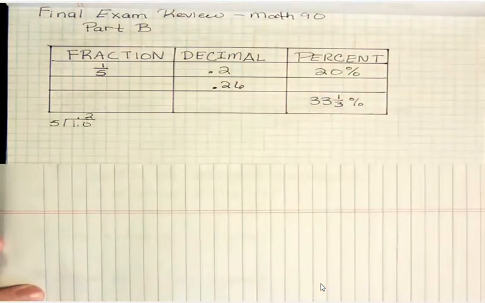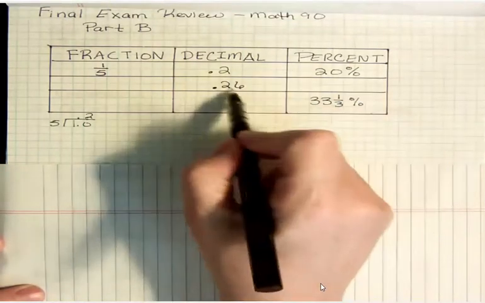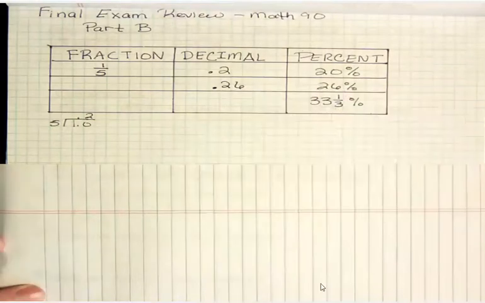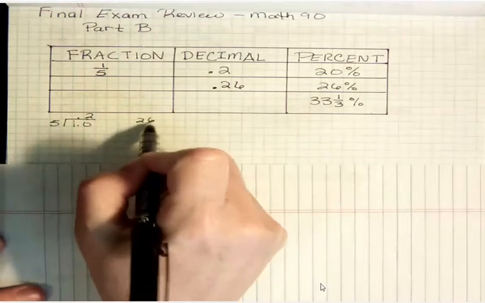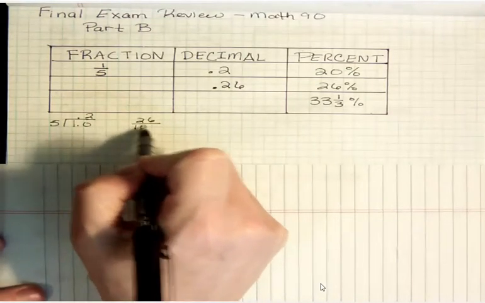In the second one, if I wanted to change 0.26 into a percent, I just move the decimal point 2 places. I don't need to add a 0 here, so it would just be 26%. And as a fraction, I take the number of decimal places I have, which in this case is 2, and I put the 26 over 2 zeros.